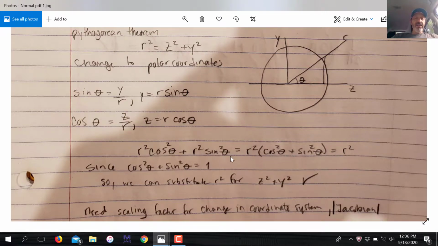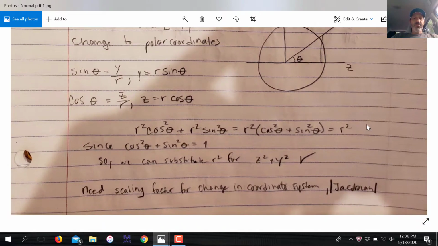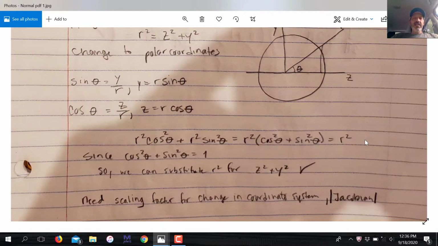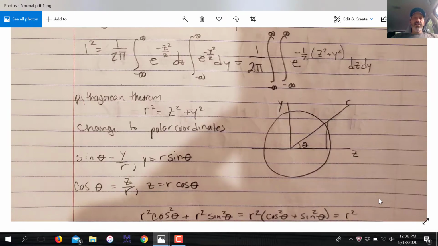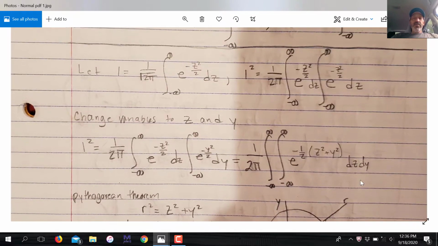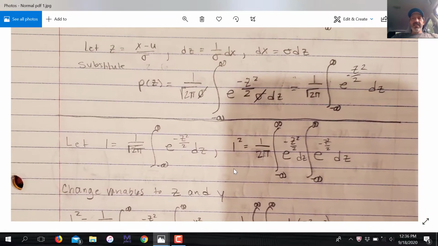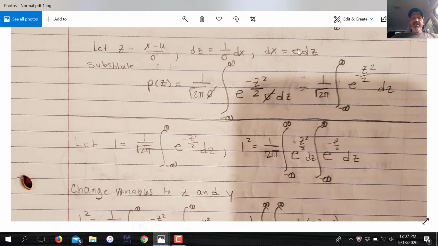So we're really good. Then we can just go ahead and substitute r squared for z squared plus y squared after making this change here. Really cool, right? Now we've got one value to deal with, r squared. But just like if you recall earlier when we converted in the last video, when we made this conversion from x to z, we had to have the scaling factor. Where was it? Let's see, right here, right? It was this sigma, right? We had to get the scaling factor here.